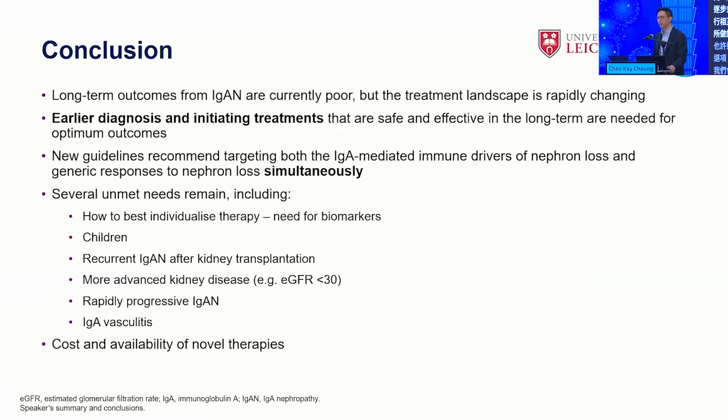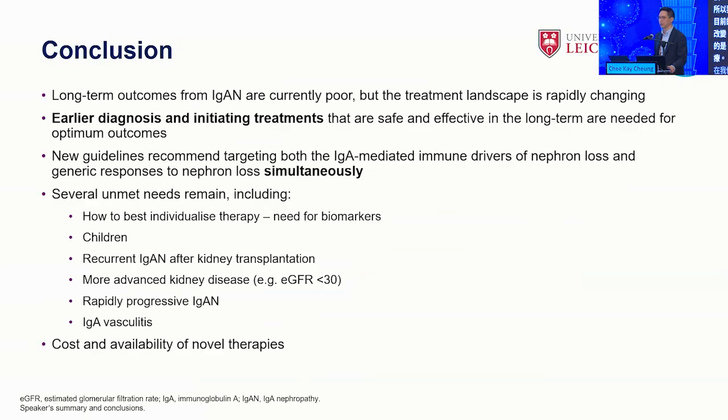We do need earlier diagnosis, but importantly also to initiate therapy more aggressively and more early in our patients as well, given that disease trajectory that we've seen. And we need treatments that are safe and effective in the long term. The new guidelines recommend targeting both of these drivers simultaneously. But there are several unmet needs.